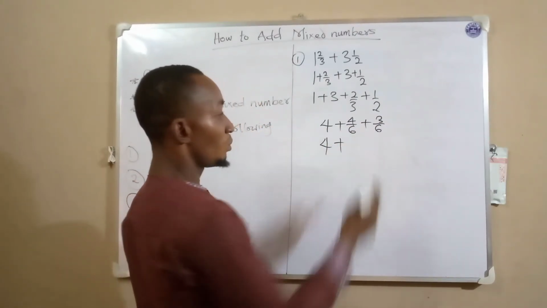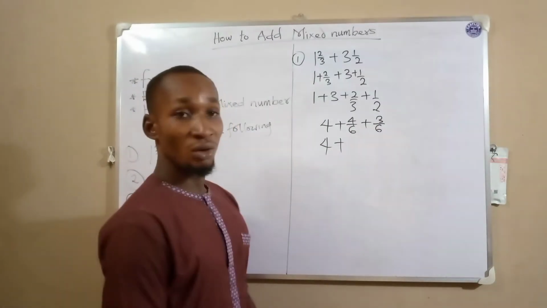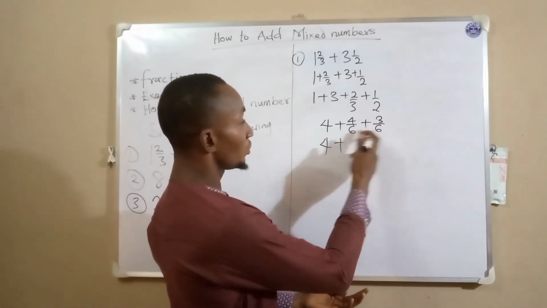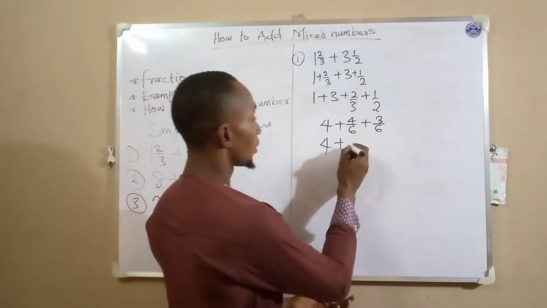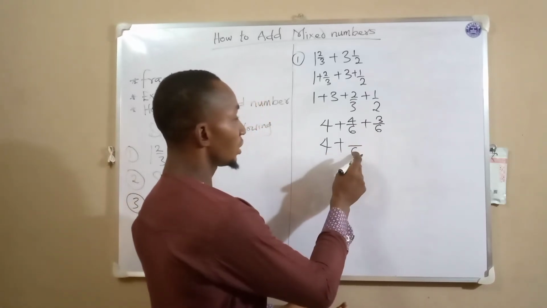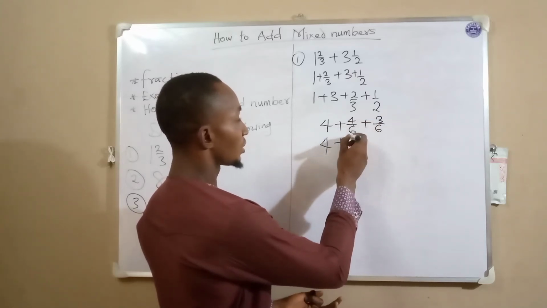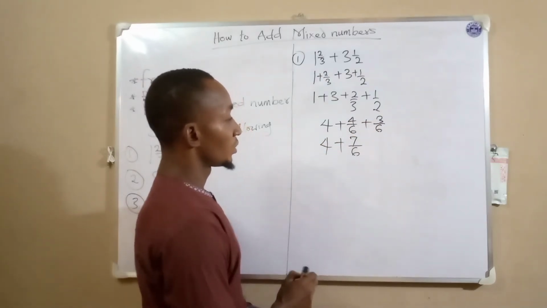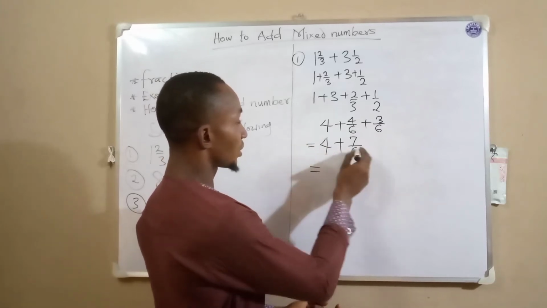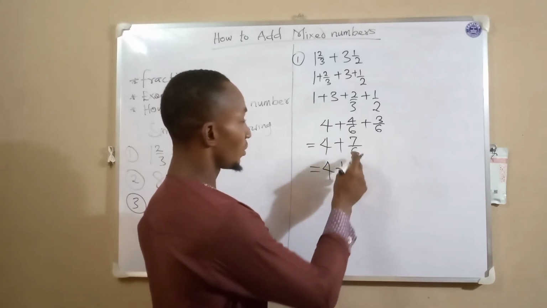4 plus this. Mathematically, when you have addition or subtraction, when you have two denominators that are the same, that are common, we take one of it. So 6, we take one of it, which is 6. 4 plus 3 is what? 7. So from here, we'll say that 4 plus 7 over 6 is the answer to it, but we can write it in this form.